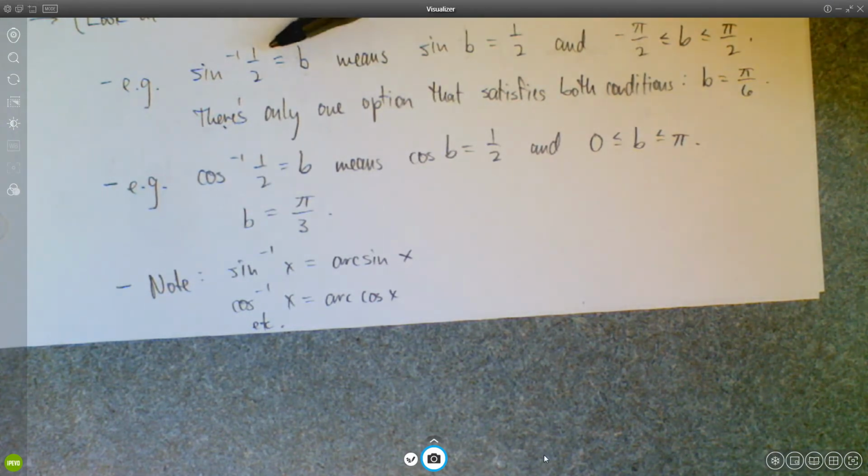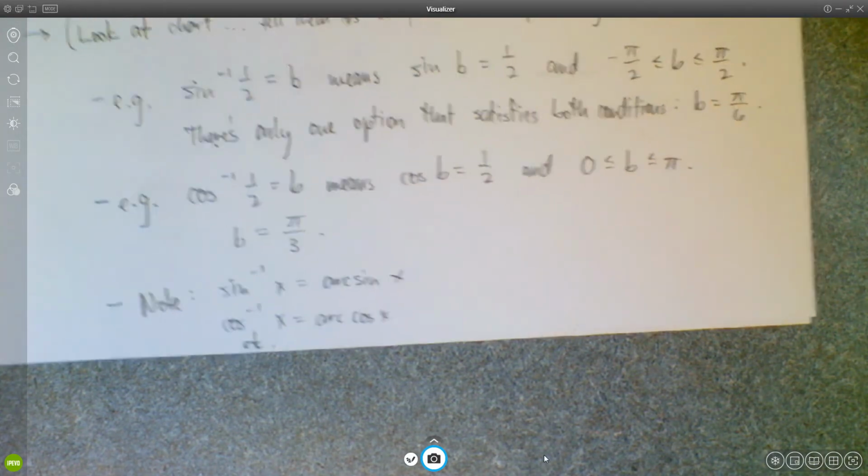there are infinitely many angles such that sine of that angle is equal to 1/2. So how do you decide which one of the angles is sine inverse of 1/2? Well, it's the angle that lives between negative pi over 2 and pi over 2. And there's only one of those, right?